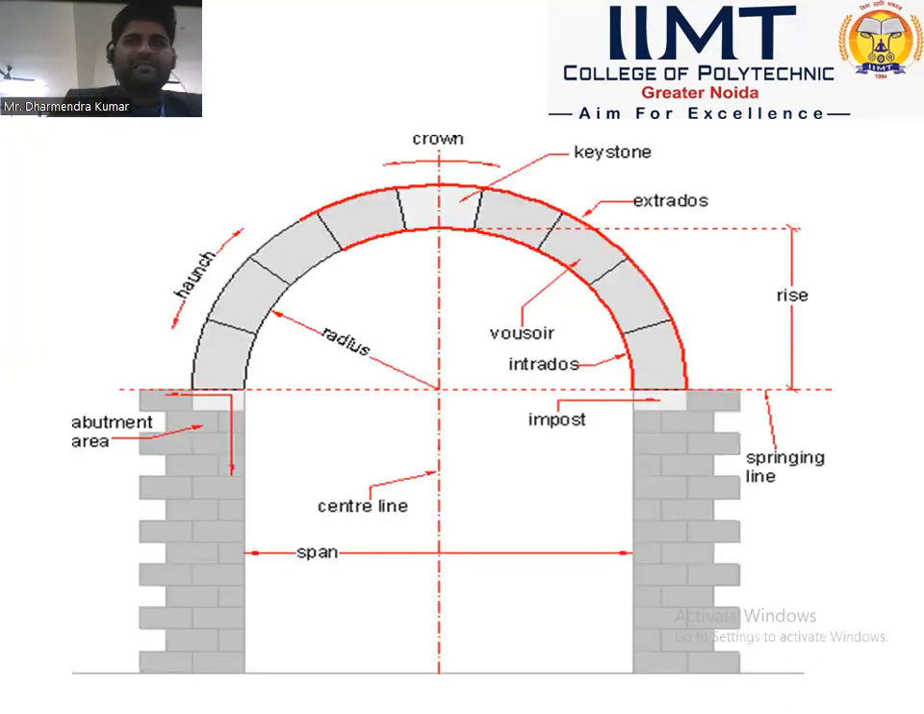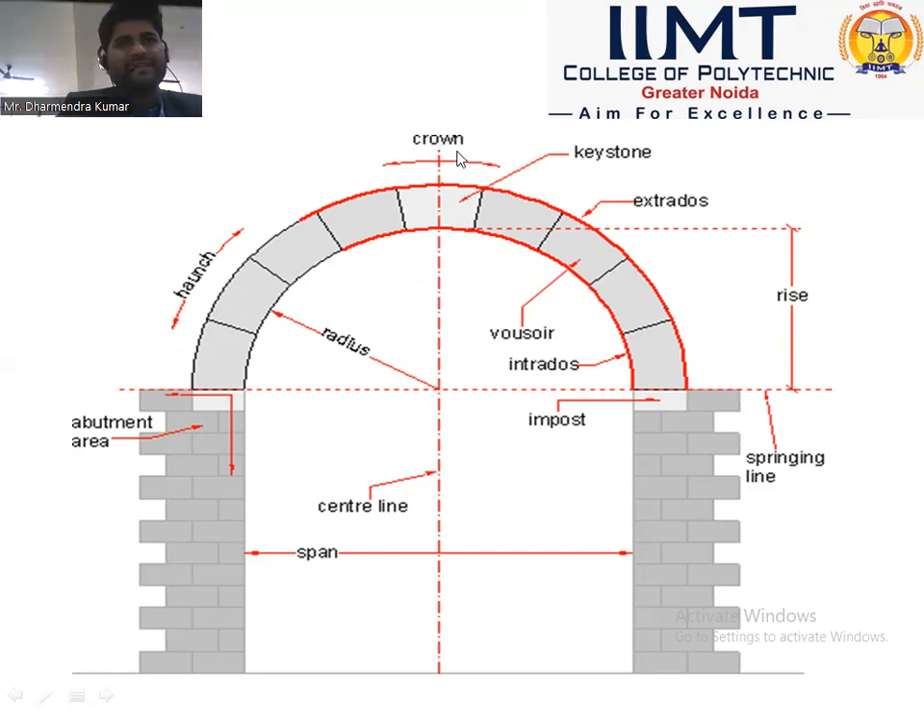So this is the main diagram of the arches. You can see it. This is the abutment area, and this is the span between the two walls. Suppose there are column A and column B. The distance between column A and column B is called the span. And this is the radius, the radius of the curve.